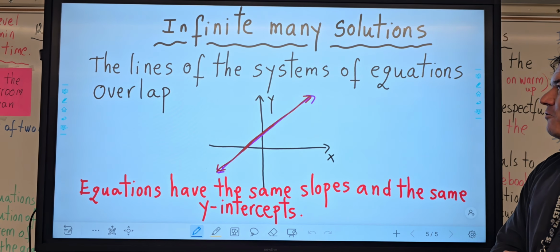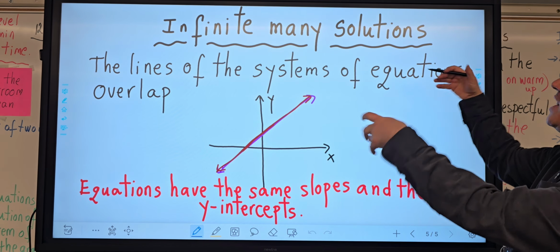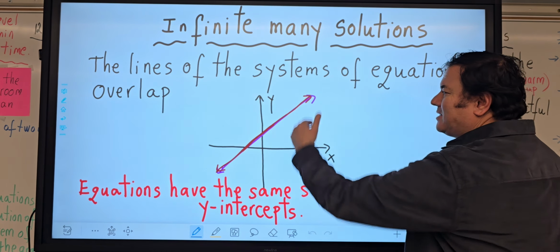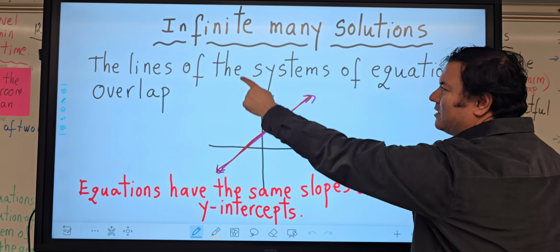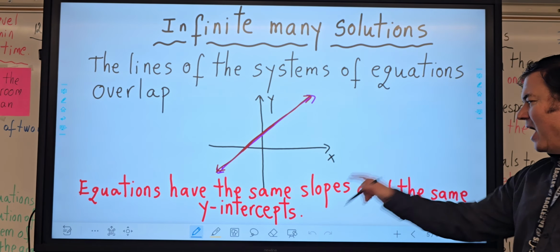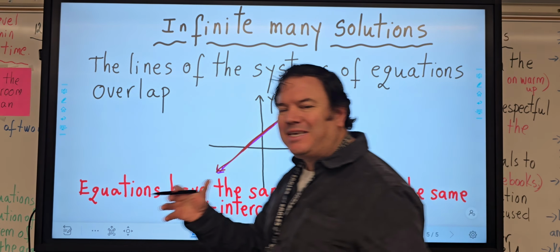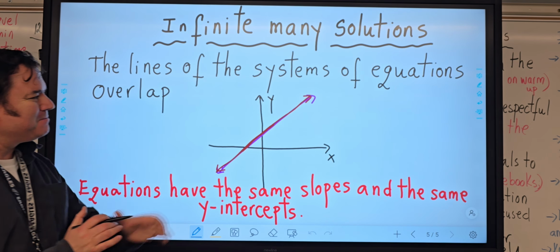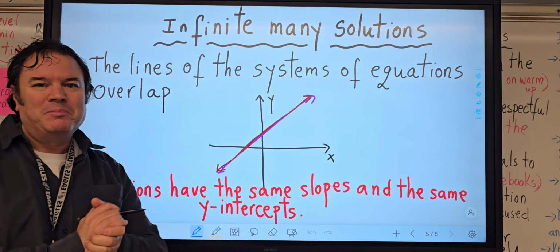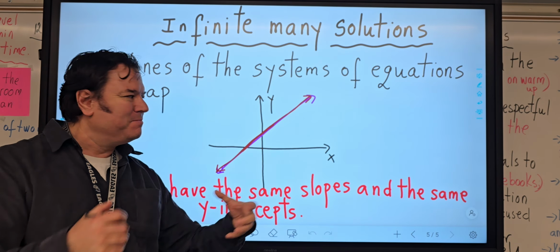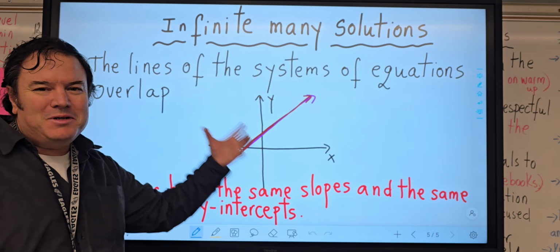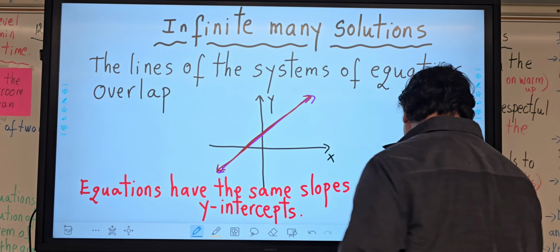And then our final option is infinitely many solutions, just like our first example today. The lines overlap, right? The lines of the system of equations overlap. The equations have the same slopes and the same y-intercepts. Infinitely many solutions. I hope this example gave you more practice with this intricate system of linear equations.